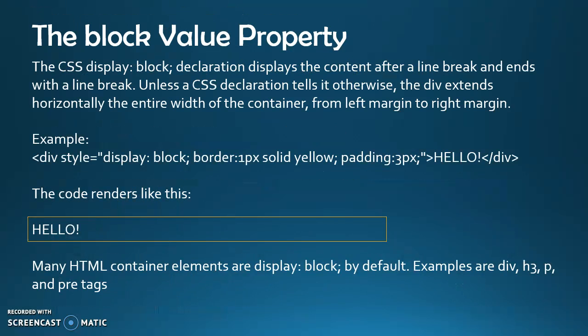The block value property. The CSS display block declaration displays the content after a line break and ends with a line break. Unless a CSS declaration tells it otherwise, the div extends horizontally the entire width of the container from left margin to right margin. And here we have the example of the display block, and this is how the code renders. As you can see, you've got your border with the word hello in it. Many container elements are display block by default. Examples are divs, h tags, p and pre tags.